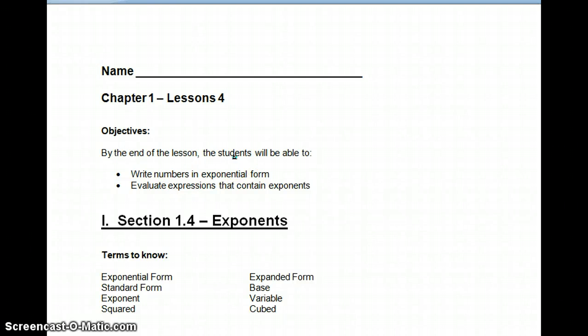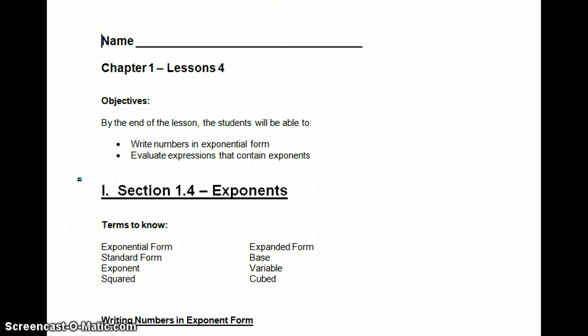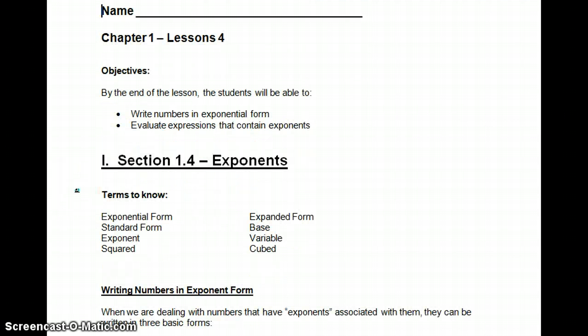We are now going to start working on Chapter 1, Lesson 4 from Robert Morris University, Math 0900. By the end of this lesson, we are going to be able to write numbers in exponential form as well as evaluate expressions that contain exponents. Please make sure that before or after this lesson you are familiar with these vocabulary words and that you do know what they mean.